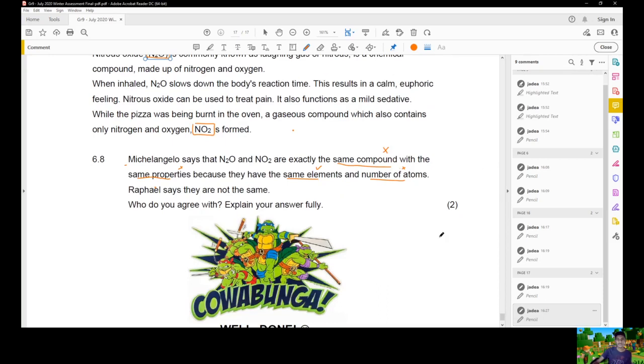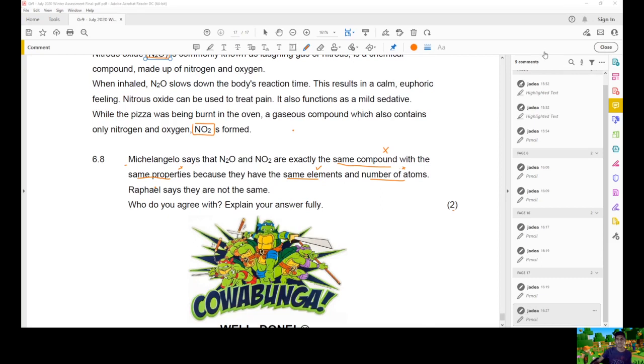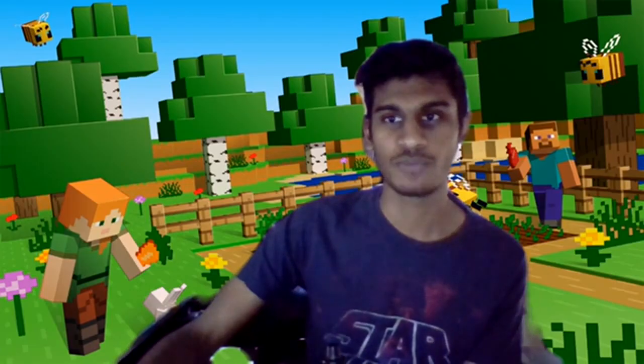Now, how we would write this down, notice it's only 2 marks, so we need to have at least 2 points in our explanation. Agree with, meaning you need to give a name of one of the Ninja Turtles, and not your favorite, the one you believe is correct, which was Raphael, because Raphael simply said they are not the same compound. So we need to give justification as to why they are not the same compound. And of the many reasons I've mentioned, the most obvious one is because of the number of atoms.